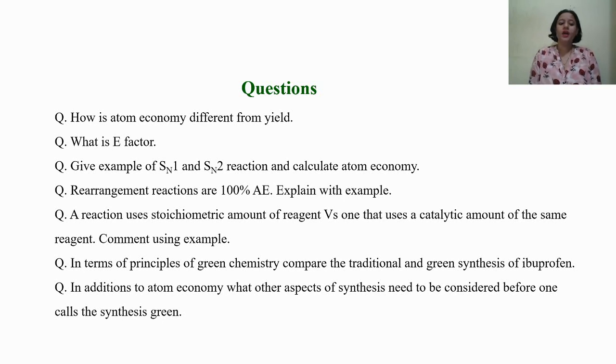Next question, a reaction uses a stoichiometric amount of reagent versus one that uses a catalytic amount of the same reagent, comment using example. Next question is, in terms of principles of green chemistry, compare the traditional and green synthesis of ibuprofen. Last question is, in addition to atom economy, what other aspects of synthesis need to be considered before one calls the synthesis green? So these are some of the questions which can be framed from the first and the second principle of green chemistry.